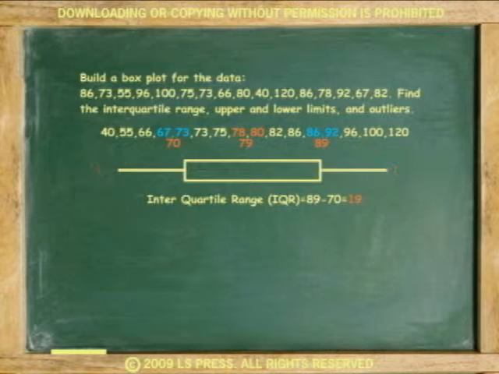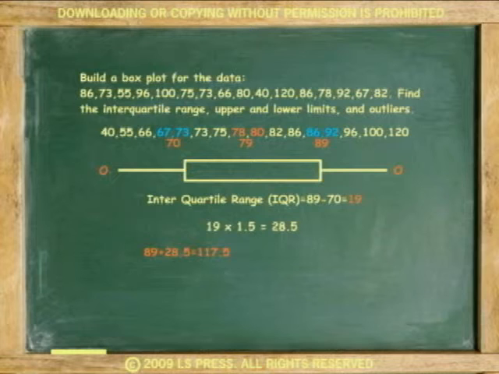Outliers are those numbers that fall beyond 1.5 times the distance of the interquartile range, or multiply 19 times 1.5 equals 28.5. Add 28.5 to the upper quartile and subtract 28.5 from the lower quartile. 28.5 plus 89 equals 117.5, and 70 minus 28.5 equals 41.5. Any numbers below 41.5 or above 117.5 are considered outliers.